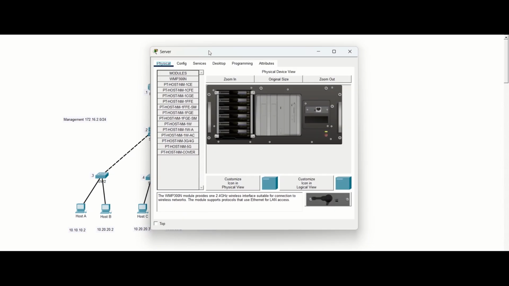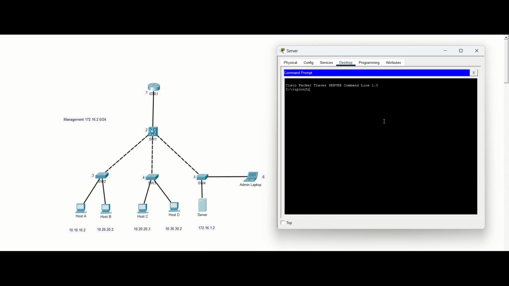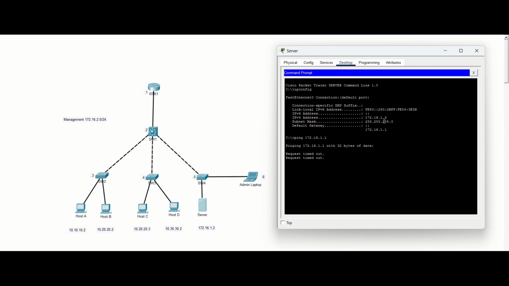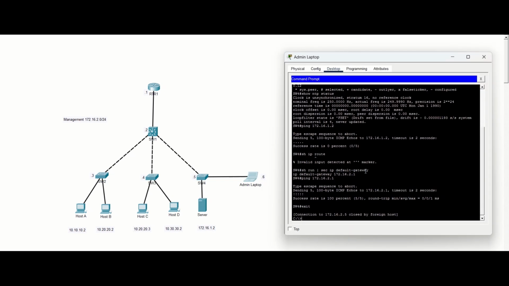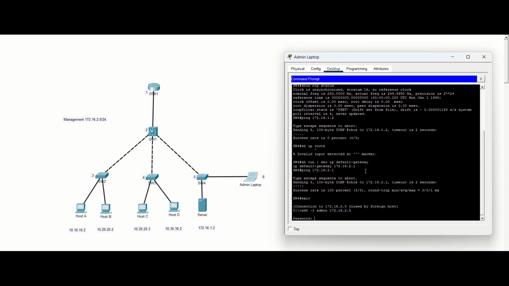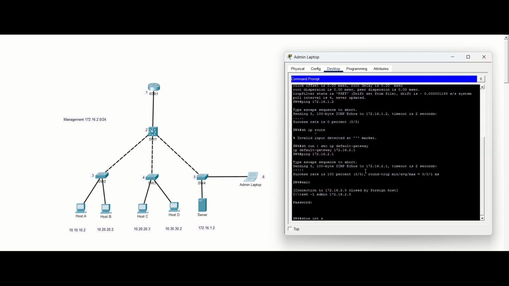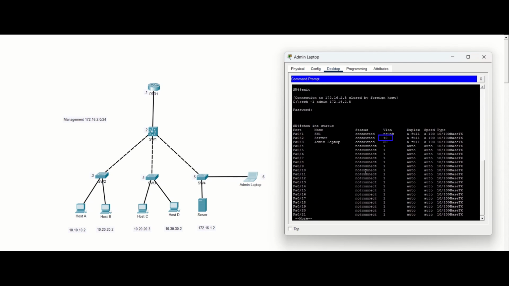Next, let's check the server configurations. It has an IP and a gateway is set. Reachability to the gateway, however, fails. The server is connected to a switch, so let's check the VLAN assignment. Back on switch 4, we see the server is assigned VLAN 40 and is connected.